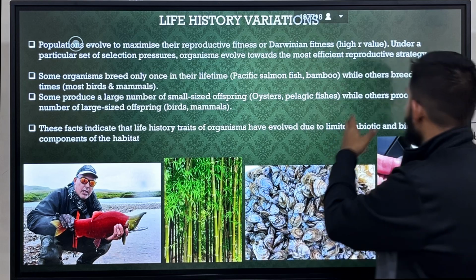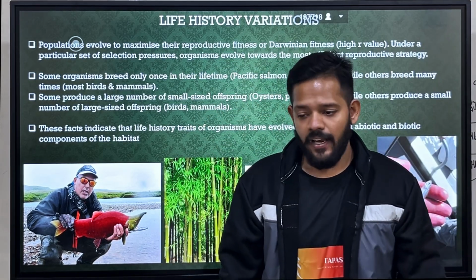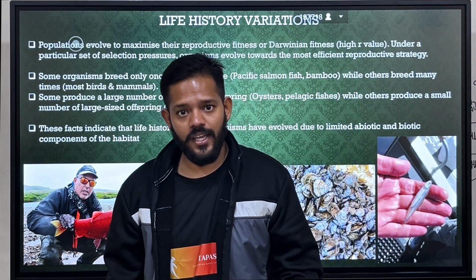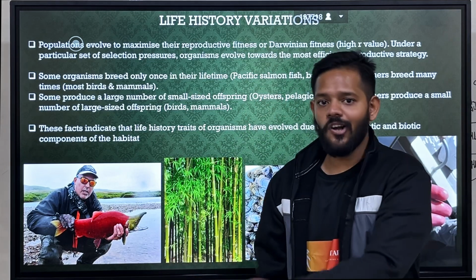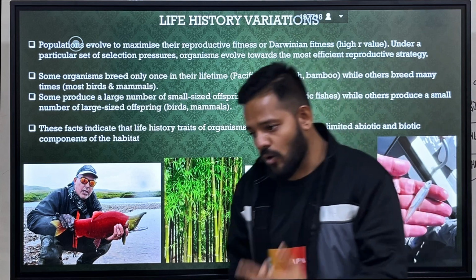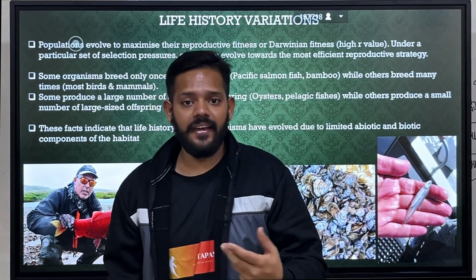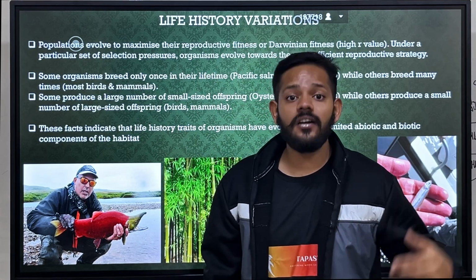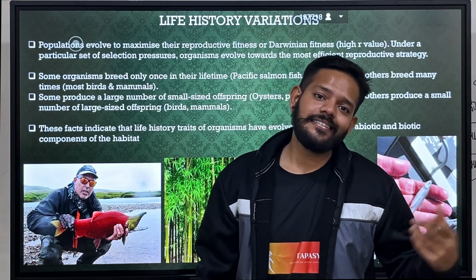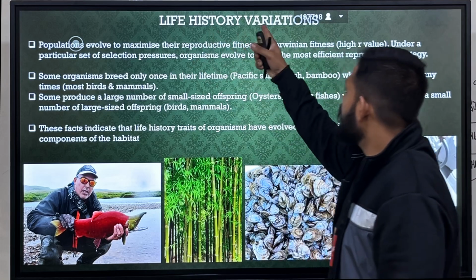While on the other hand, a small number of large size offspring is produced by large animals like mammals and birds. They produce fewer babies. In humans it is 1, in dogs it is 6 to 8, in birds it is 3 to 4. They do so because they have parental care. They do parental caring for their young ones. So they give birth to less than half a dozen offspring. So this is your life history variation.